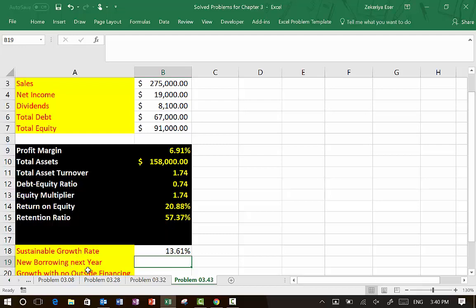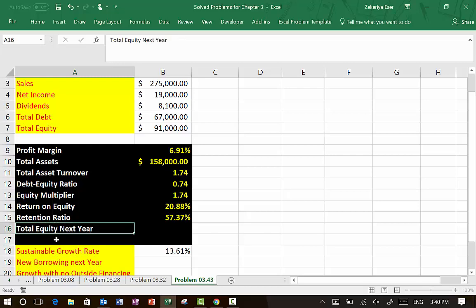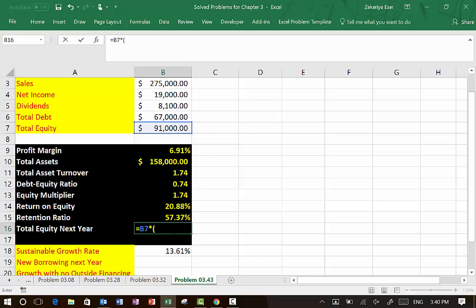Now I need to figure out new borrowing next year. For that, first let's figure out at this growth rate, what is going to be total equity next year. Take total equity now, and I do need to find new equity by growing total equity at the sustainable growth rate.